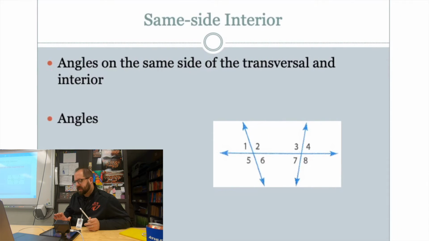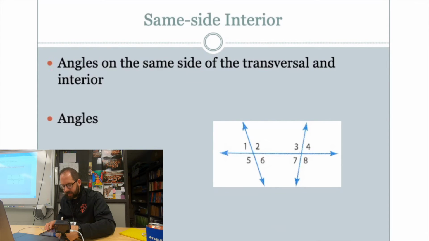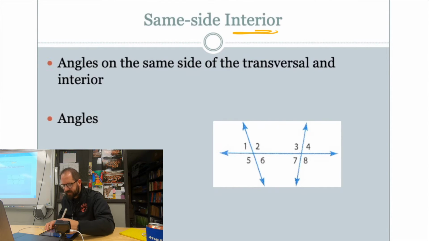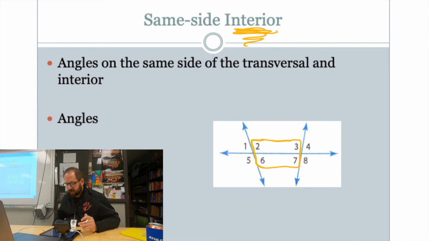Same side. Now I have same side interior. It could be same side exterior. I think that's the next slide. So if these are same side interior, in this particular case, we have to just pick from the interior angles. So the interior angles on this picture are these 4 right here, just like before. I've been using the same picture over and over and over. Those are the interior. They're sandwiched between the 2 lines.